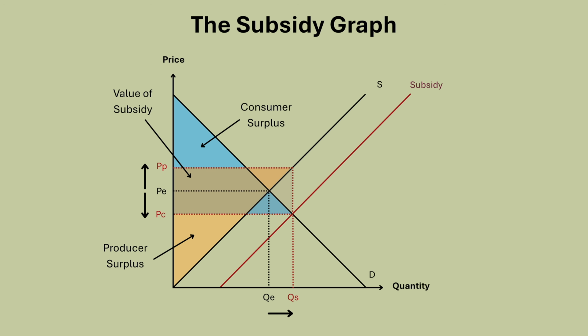And it goes all the way out to QS because this is the amount being bought. There is also some deadweight loss, which is this grey triangle here. This deadweight loss is because they're paying this whole box of the subsidy, but there's a portion of it that no one is benefiting from.